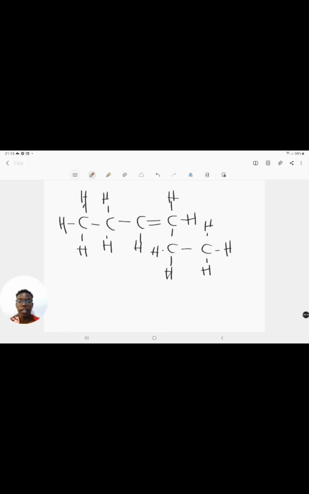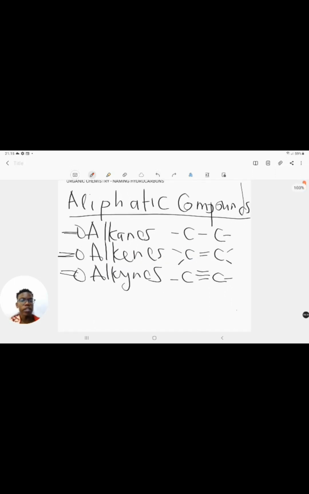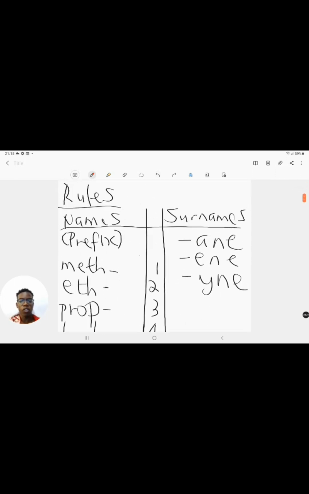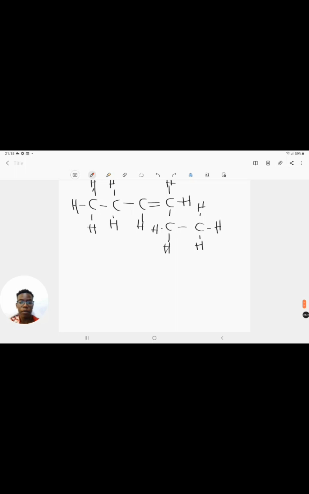How do I know that it's alkenes? Because I see a double bond there. Since I see a double bond, if I go to my first page, I see that my alkenes have double bonds. So this is my alkene. So if this is an alkene, what is the surname of this compound? It's ene, right? Since the surname is ene, I'm going to come back down here and say, okay, the last part of this compound is ene.